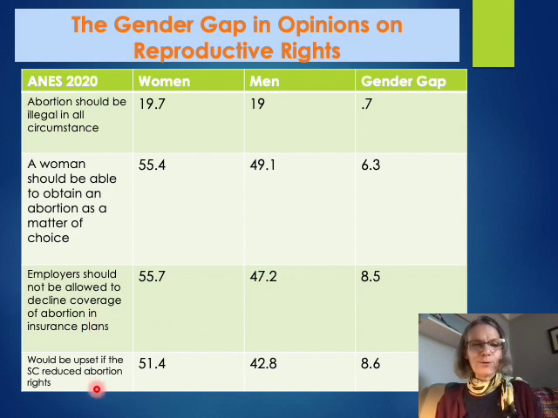I thought this was interesting: the question was, would you be upset if the Supreme Court reduced abortion rights? 51.4% of women said yes, they would be upset. But 42.8% of men said, nah, not so much, wouldn't be upset, right? So there's a gender gap there. That's sort of interesting in terms of mobilizing voters. Women might be more concerned about the Supreme Court and who sits on it, at least as it relates to abortion rights.